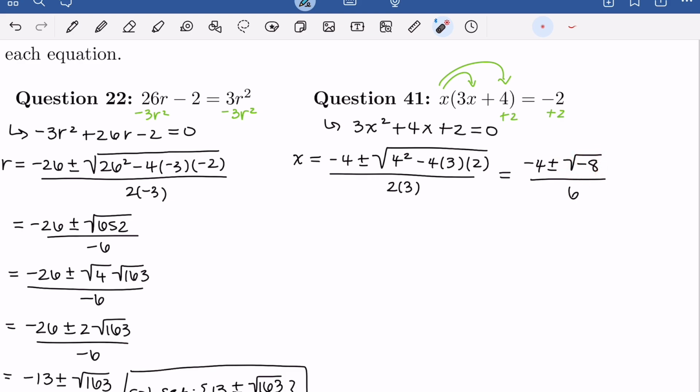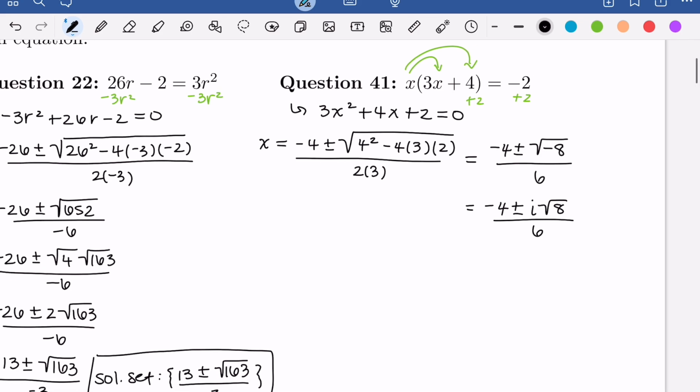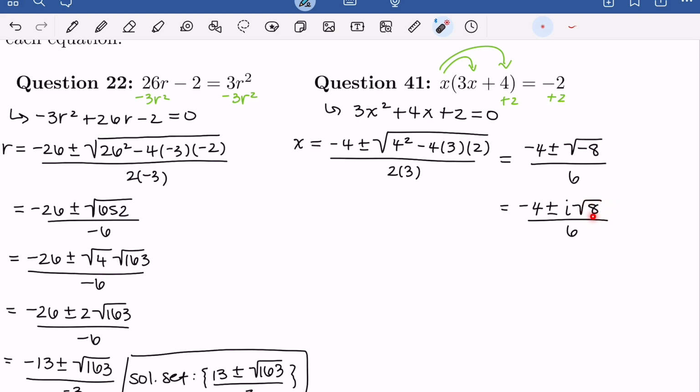so we're going to have to rewrite this with a positive under our radical, and we can do that using our imaginary numbers. So this is going to be the same thing as plus or minus i times the square root of 8, all over 6. Now what we can also do is simplify this radical here. We have the square root of 8. Using our product rule, this is going to be the same thing as the square root of 4 times the square root of 2. And we know that the square root of 4 gives us 2. So the square root of 8 is going to reduce to 2 root 2.